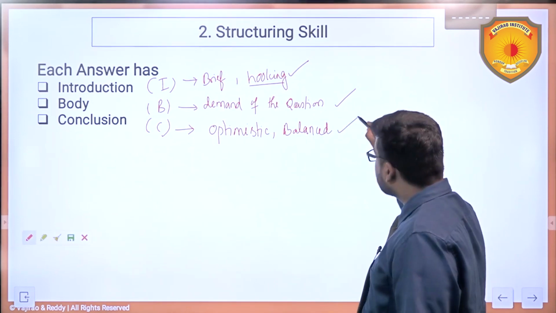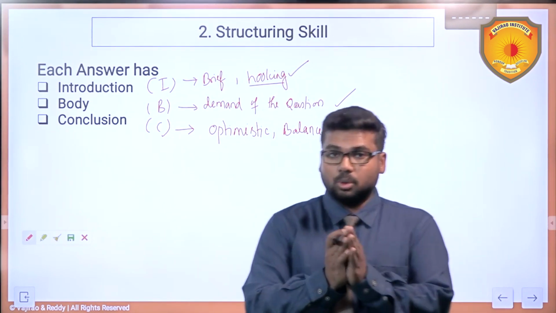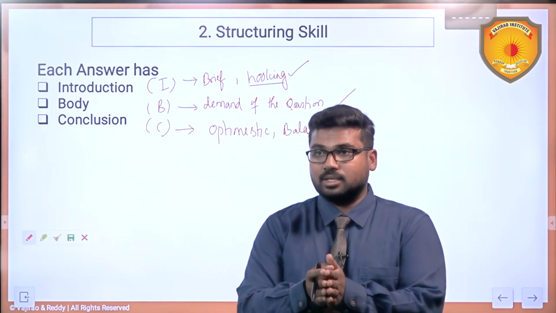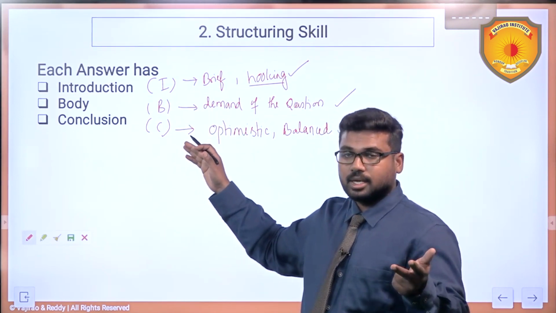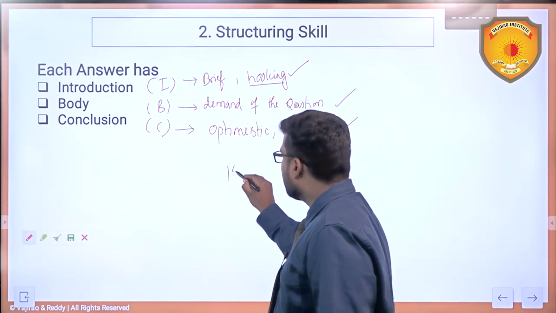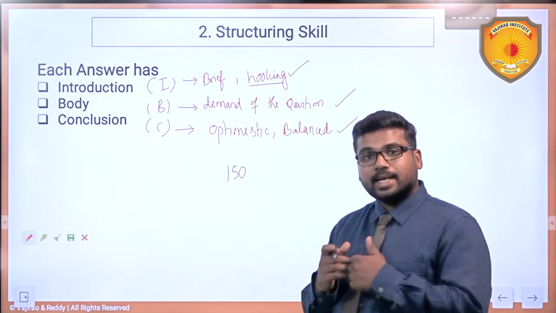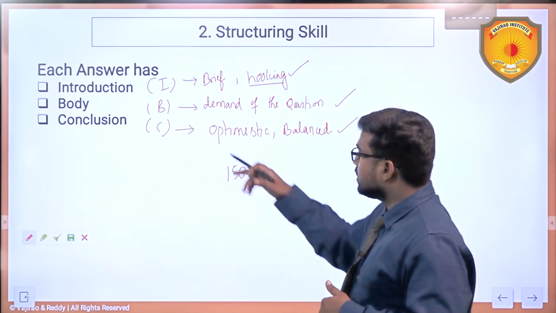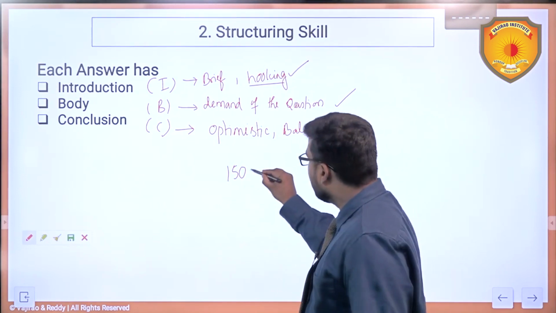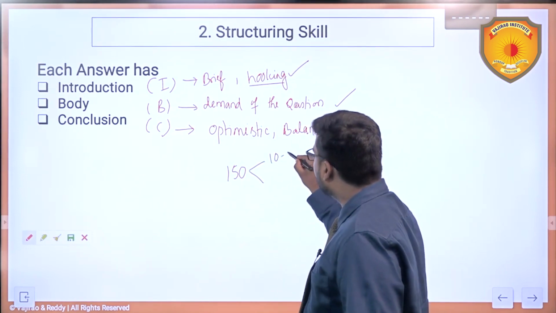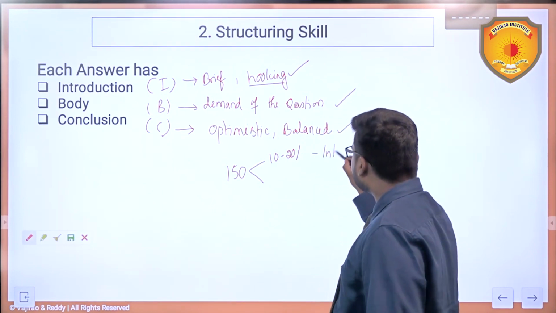Now, coming to this structure, ideally there is a question: out of how many words can we divide each part for introduction, body, and conclusion? Let's say my answer should be written in 150 words. How should I devote my words to the introduction, the body, and the conclusion? The answer is very simple. Always keep 10 to 20% of the words for the introduction.